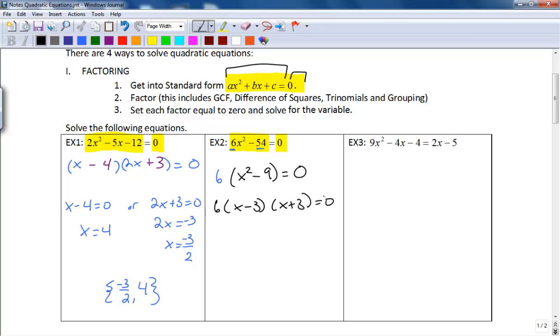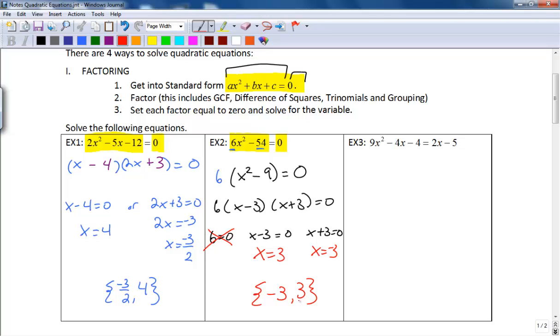Alright, I'm all done factoring, so I need to set each one of these things equal to 0 and solve them all for x. So I have 6 is equal to 0, and x minus 3 is equal to 0, and x plus 3 is equal to 0. Let's take a look at the first one. 6 is equal to 0. Does 6 equal 0? No, it doesn't. So because it's just a constant, you discard it, because it is a false statement. It doesn't work. Then over here, if I solve, I get x is equal to 3, and over here, I get x is equal to negative 3. So I have 2 answers here, negative 3 and 3.